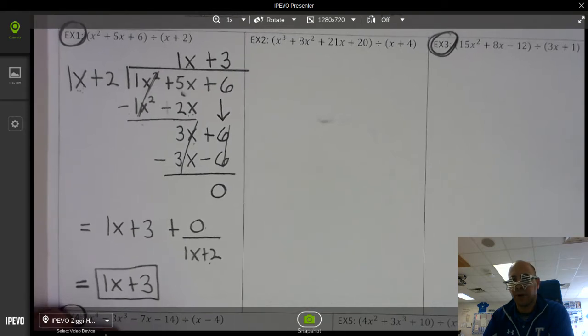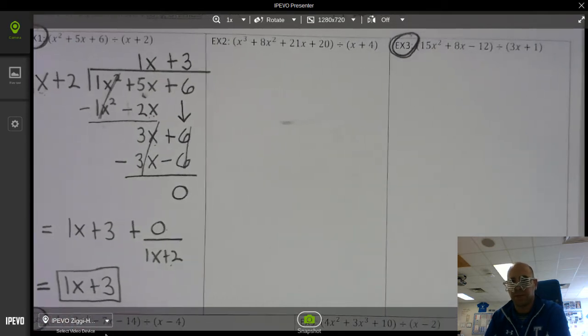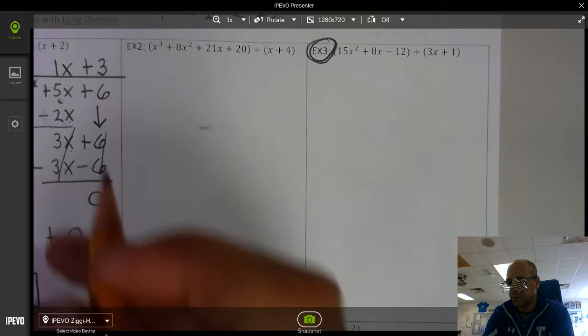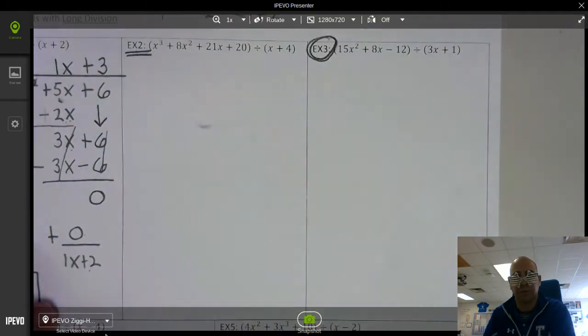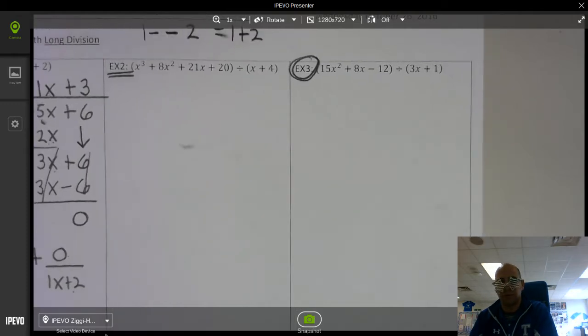All right, now you should be able to try example 2 on your own. You can try it and also try example 3. So pause the video, try the examples. All right. But remember, if you don't want to try example 2, I'm going to go over example 2 in class, okay?